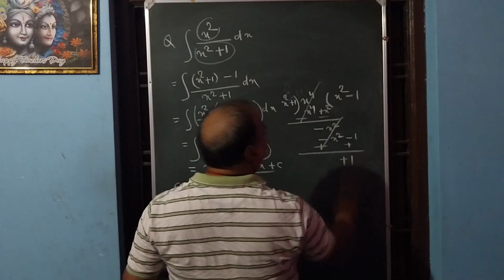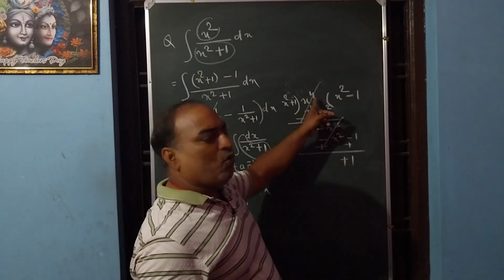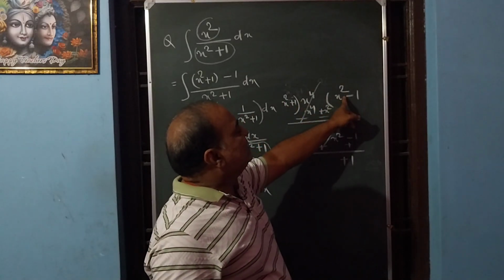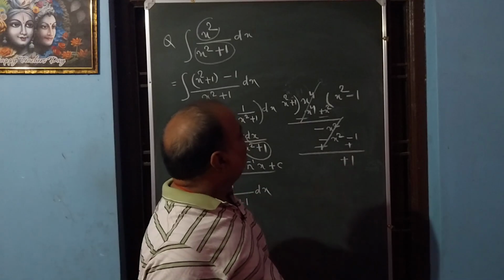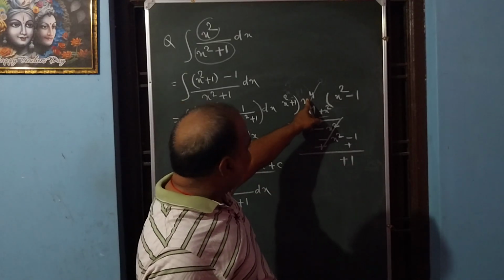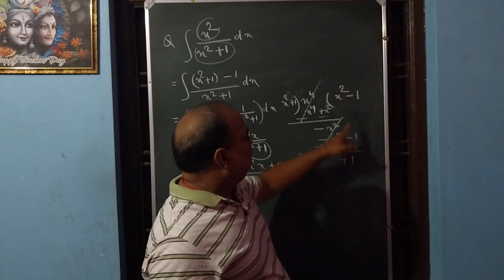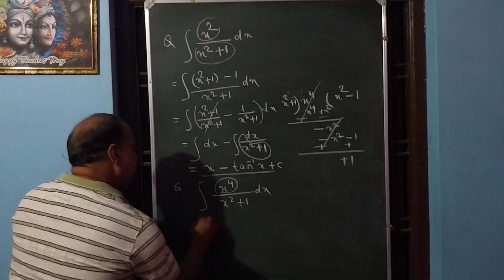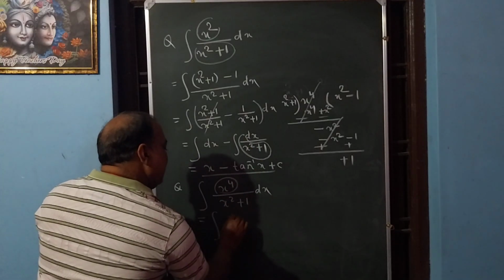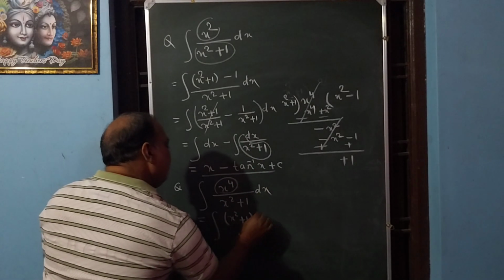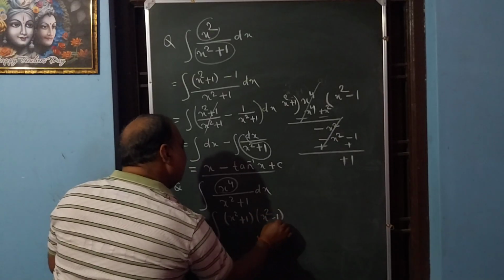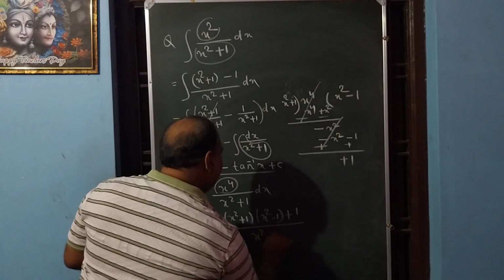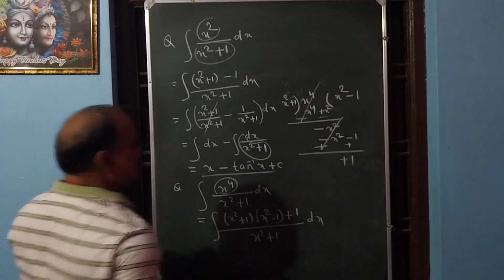This is also 1. So here the dividend is x to the power 4. The divisor is x square plus 1. And the quotient is x square minus 1. And this is the remainder. So this dividend can be written as divisor into quotient plus remainder. Okay? So now this quantity will be replaced by x square plus 1 into x square minus 1 plus 1 divided by x square plus 1, whole into dx.